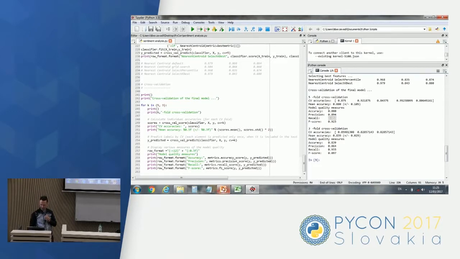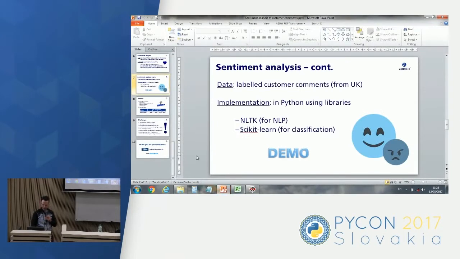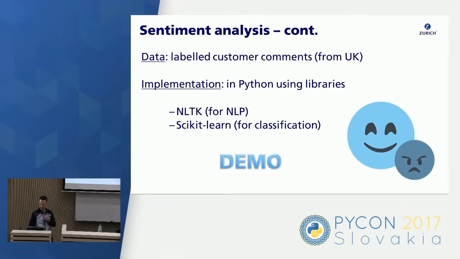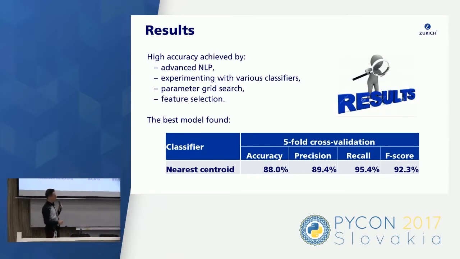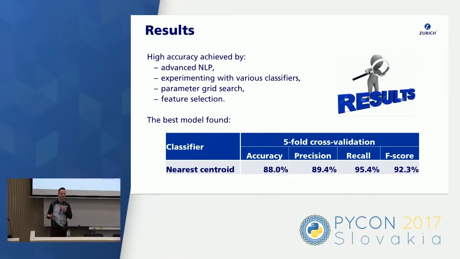So this is the end of my demo. And now I will just summarize the results. So I achieved quite a high accuracy in precision or prediction of sentiment, mainly because I use advanced natural language processing. Lemmatization helped a lot to decrease the dimensionality of the problem, to match similar words together, or the same word in different forms together. Then I experimented with various classifiers to really see which one works the best. Each data required a different approach, different classifier.